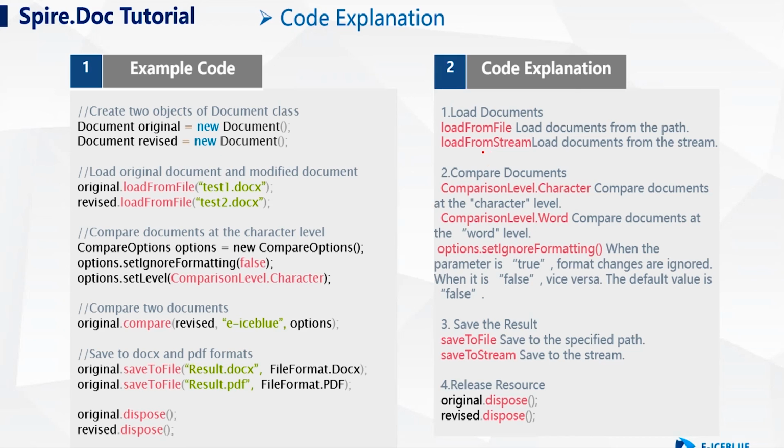For example, when loading a document, you can load from a physical path or a stream. As for comparing documents, you can set different parameters to compare them, such as character level or word level. If you don't want to ignore formatting changes, set it to true. When saving the result document, you can also choose the document format yourself. Finally, if needed, you can use the dispose method to release resources.